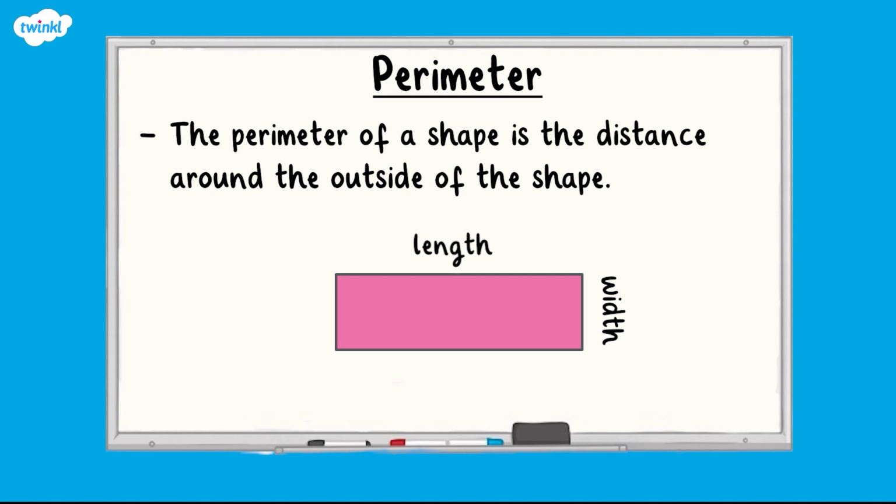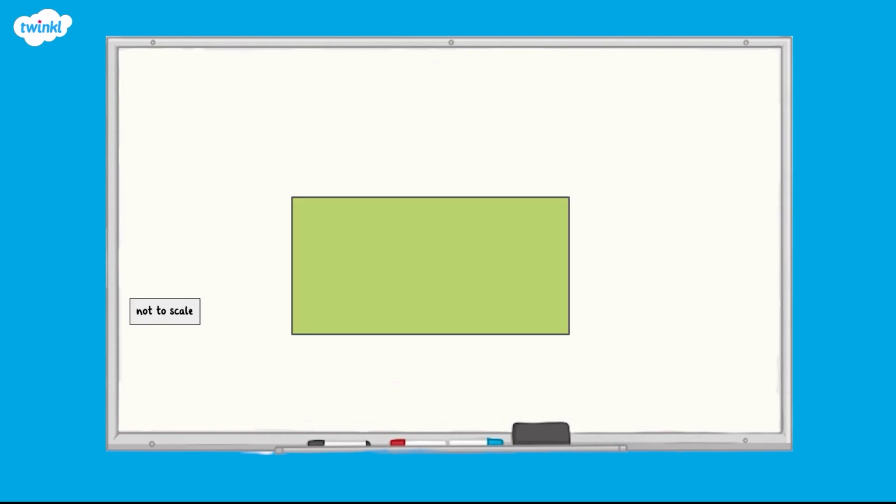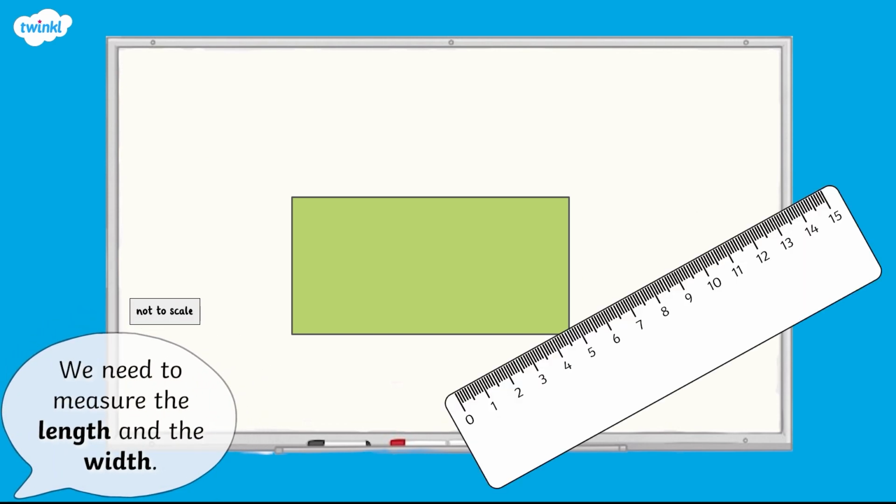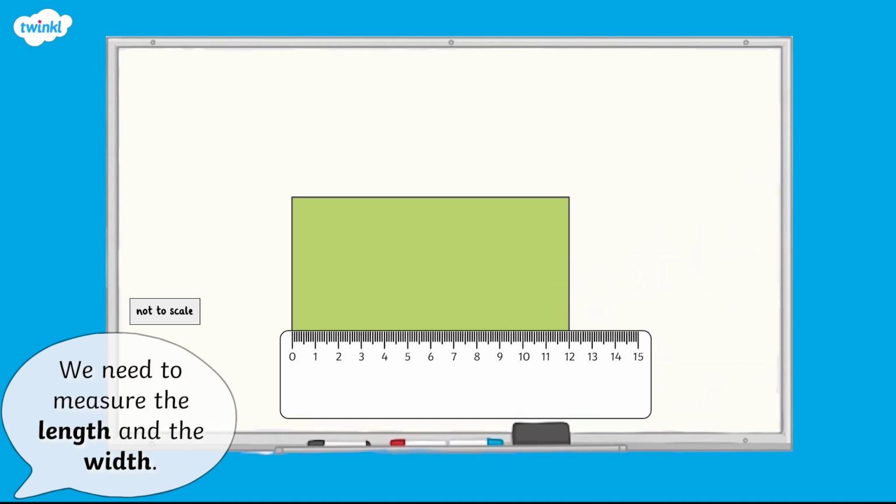Let's try calculating the perimeter of this rectangle. For this example, we do not know the measurements, so we need to measure the length and the width. Let's start by measuring the length. Remember, when measuring, you must ensure that the start of the line is being measured at 0 on the ruler, like this. The ruler needs to be parallel with the line being measured, and then we need to read accurately from the other end of the line. This line is 12 centimetres long.